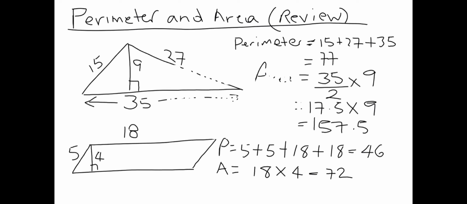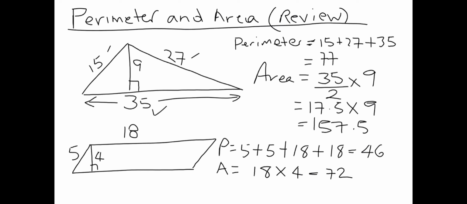So here we're looking at perimeter and area. We're just going to review a few shapes. The first two that we have on the board are the triangle and the parallelogram. The first one is to determine the perimeter of the triangle. As we can see, the different lengths are given for each side. We have 15, 27, and 35.